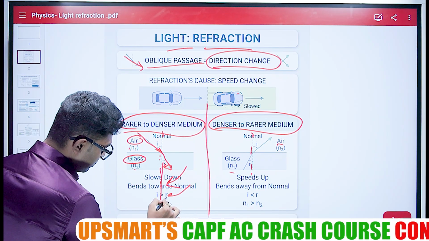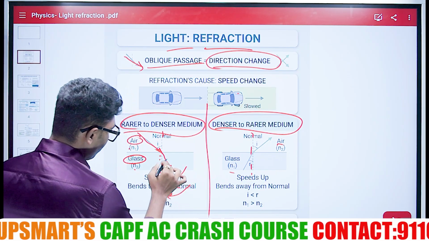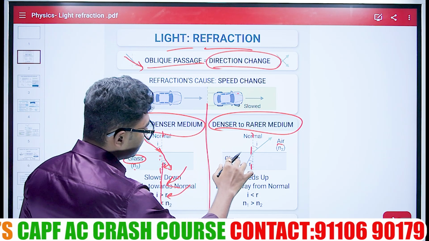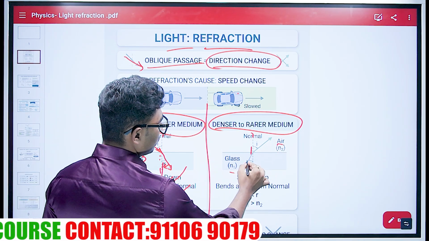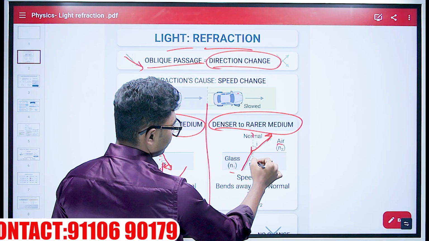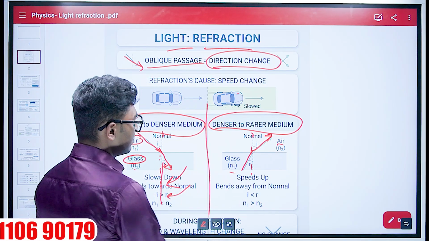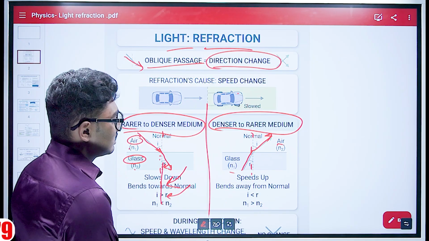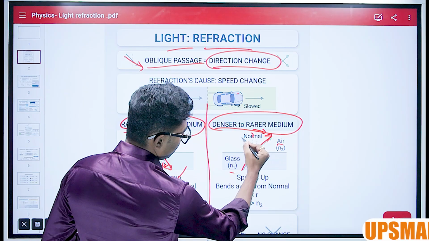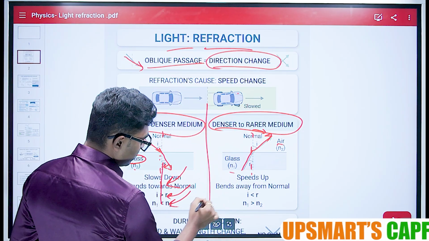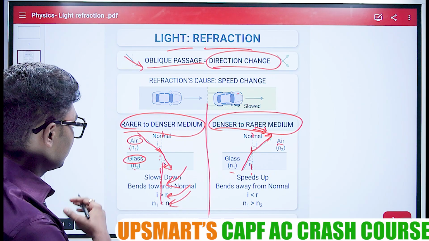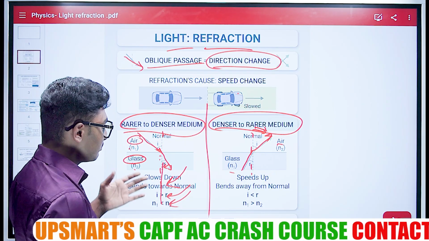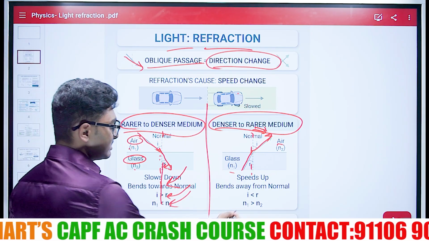It will always bend towards the normal. When it passes from denser to rarer medium, it will move away from the normal. See, it moves away from the normal. Here it bends towards the normal. This is a basic application of refraction, a basic thing, please always remember.